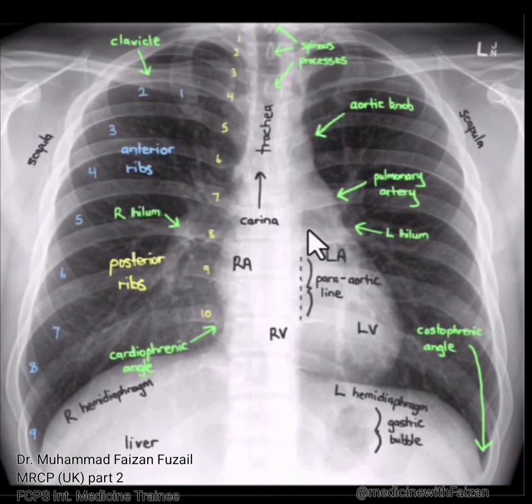Let's move on to mediastinal contours. The heart is located in the middle mediastinum. Other visible structures of the mediastinum should also be checked when viewing a chest x-ray. These include the aortic knuckle, descending aorta, aortopulmonary window, and right paratracheal stripe. Let's review them one by one.